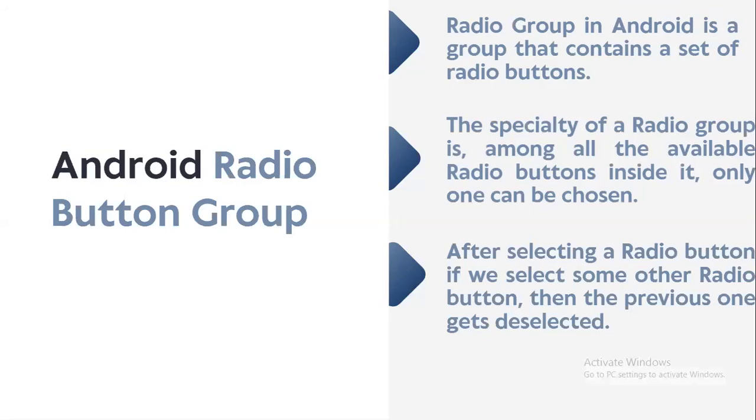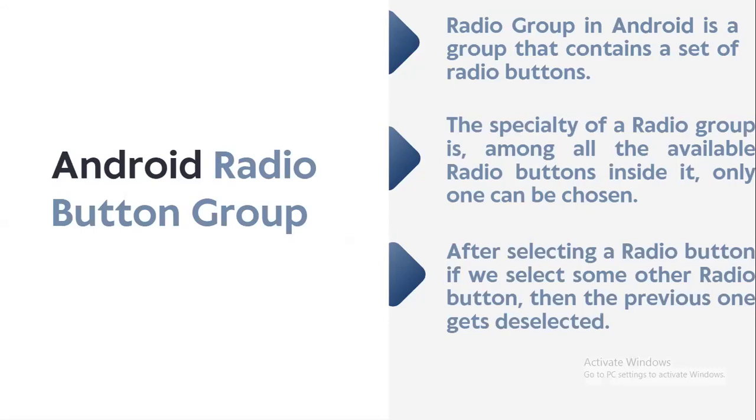Suppose your radio group contains multiple radio buttons like 2, 3, 4, whatever. In that case, you can check only one radio button at a time. After selecting a radio button, if we select some other radio button, then the previous one gets deselected automatically. When you select any other button, then the previous one which was selected will be deselected. So at a single time, you can use multiple radio buttons, and among them you can choose only one.